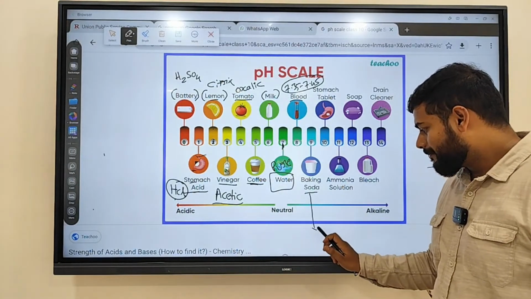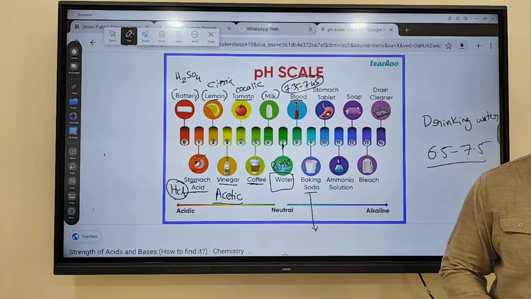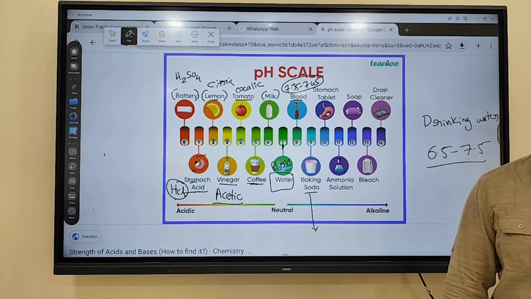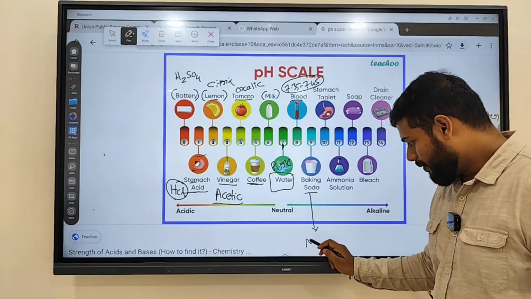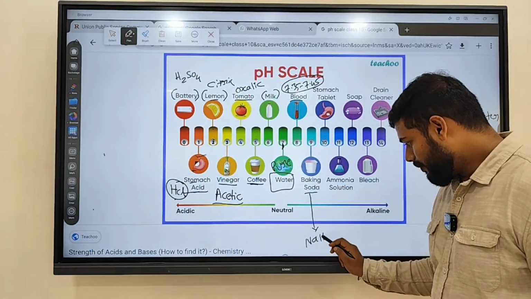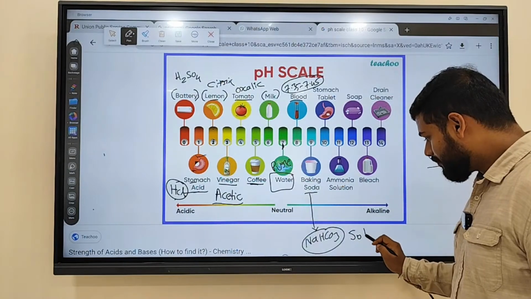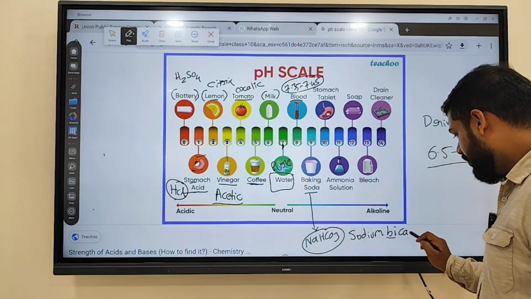Then baking soda. Where do we use baking soda? To make the batter, etc. We use baking soda for baking purposes, simply, right? Sodium hydrogen carbonate or sodium bicarbonate. Baking soda is sodium bicarbonate.